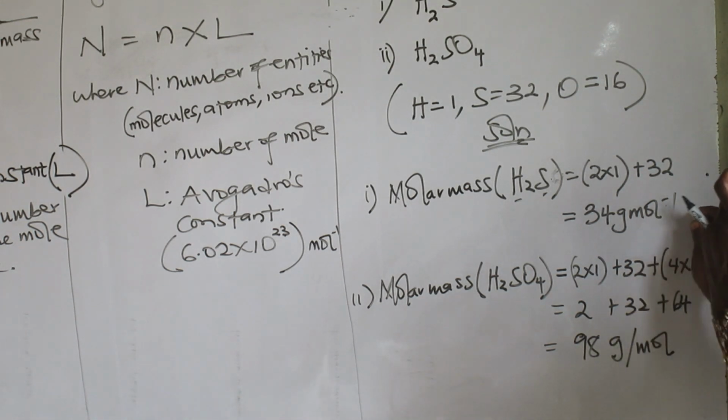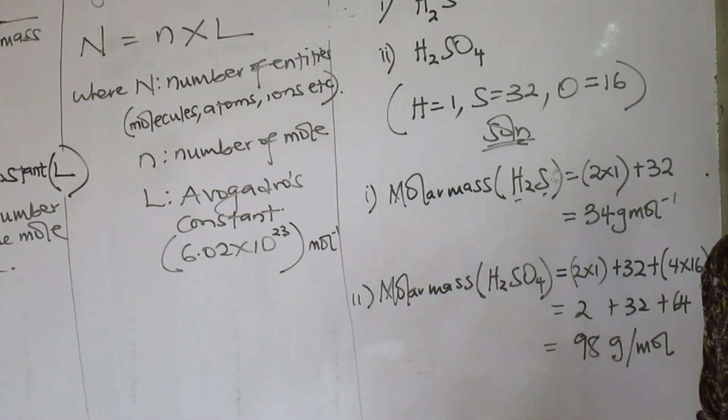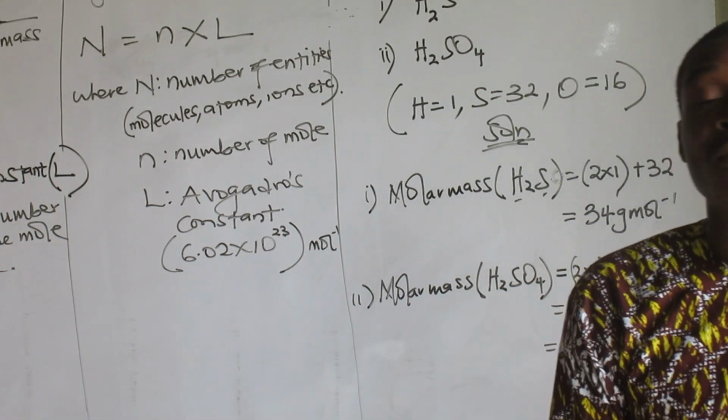When you bring this minus 1, that is the head. When you remove this and you bring the slash, then the pen will not come again, right? So that is how to find molar mass of substances, right?